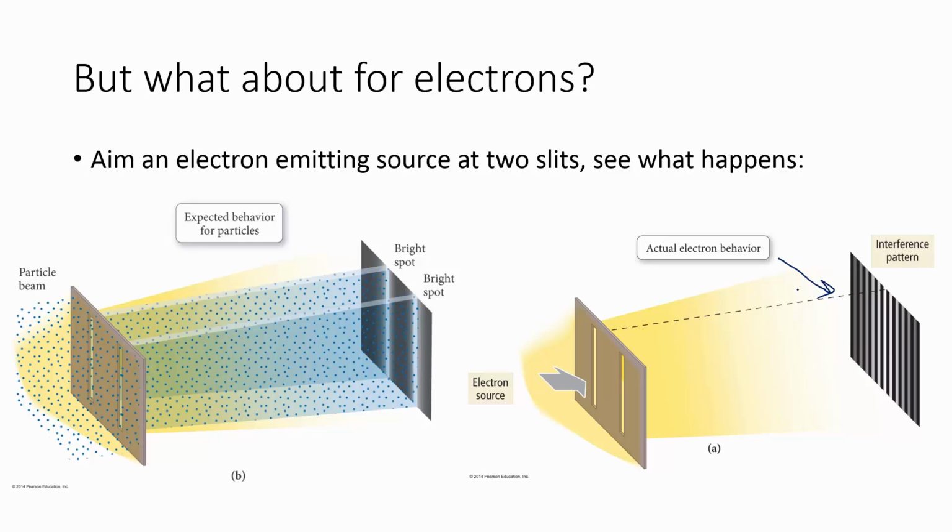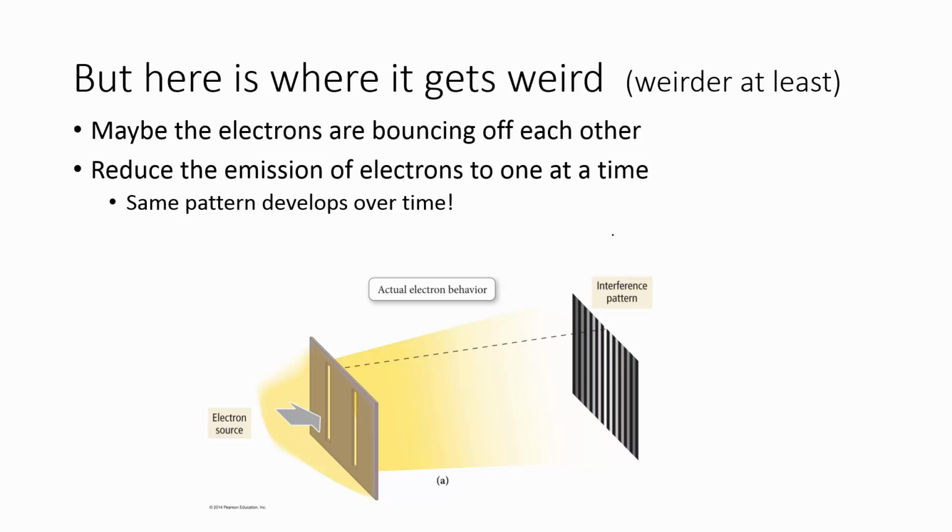Okay, so think about what that means. That means that the electrons seem to act like waves. But we already know they have particle-like properties because we can add and subtract them from individual atoms. Well, this is where it gets really weird.